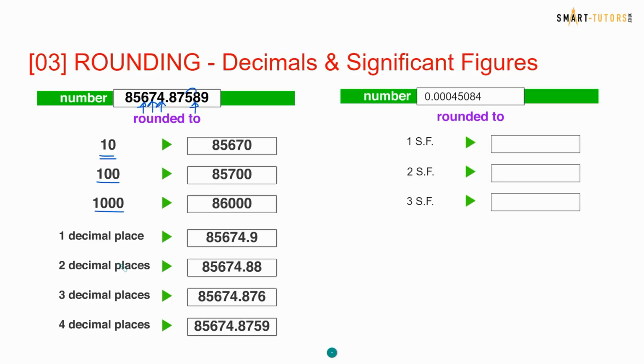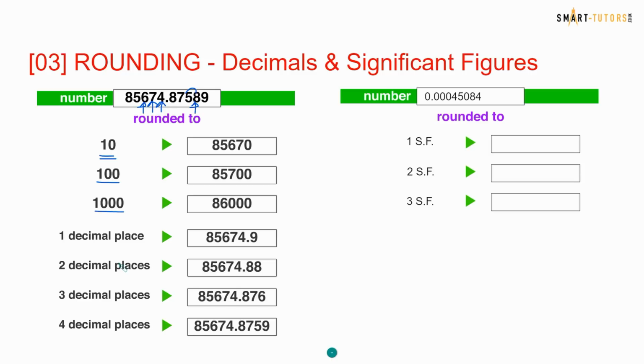Finally, four decimal places means the fifth one is going to be the decision maker. The fifth one is 9, he will give 1 and die. 0.8759. Rounded to 1 SF means you need to clearly understand significant figures never start from the zeros in the front. Zeros in the front never count as a significant figure. Zeros in the middle count as a significant figure. So the first significant figure means the zeros in the front are not counted. The 4 is my first significant figure.